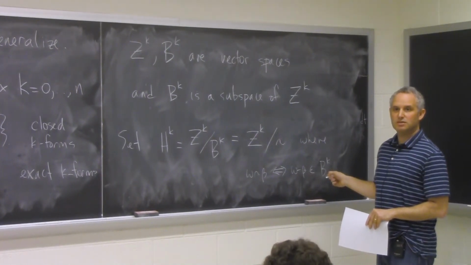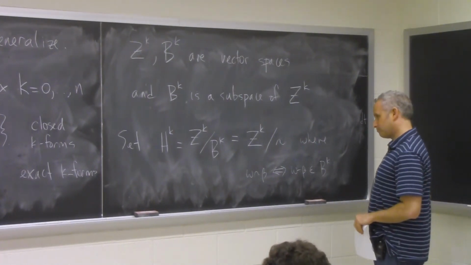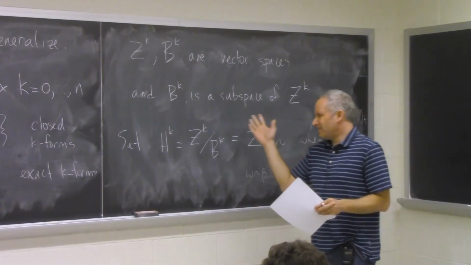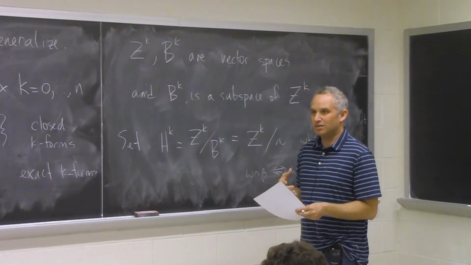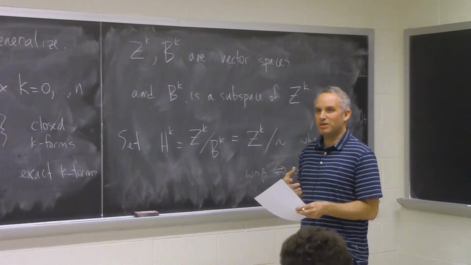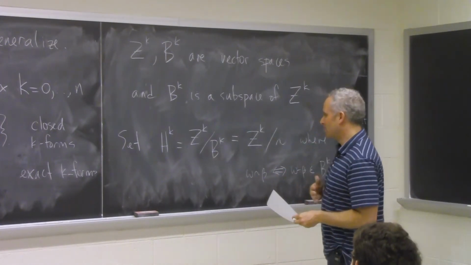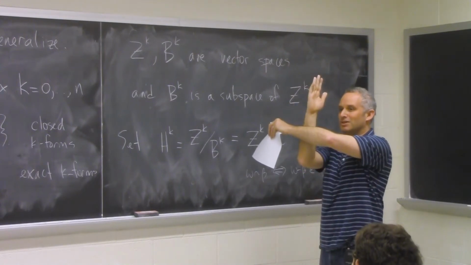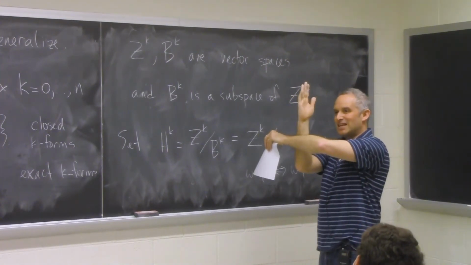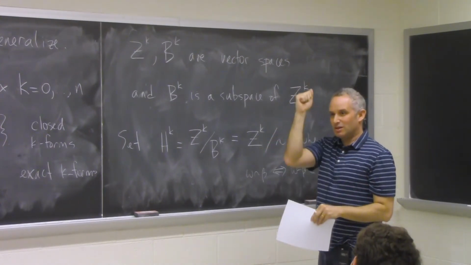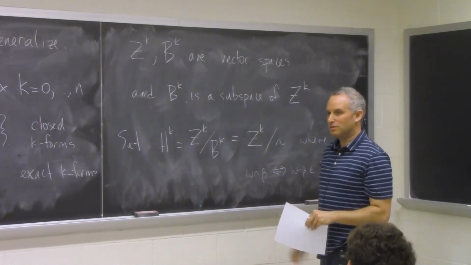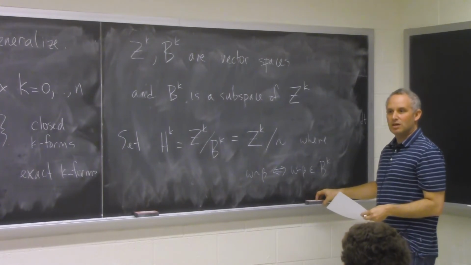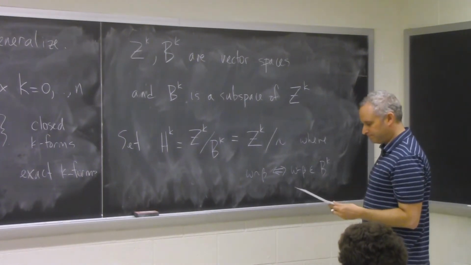Does that make sense? So you can just think of identifying all the things in B^k inside of Z^k. That's one way to think of this. So if Z^k was R^2 and B^k was the x-axis, it's just like you're left with the y-axis, if you want to think of it geometrically.